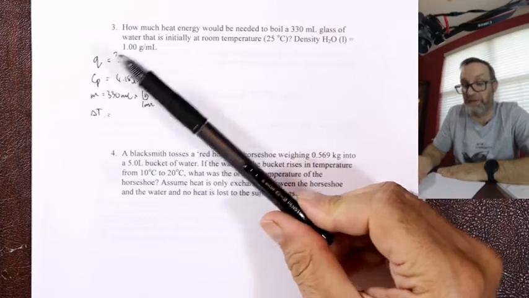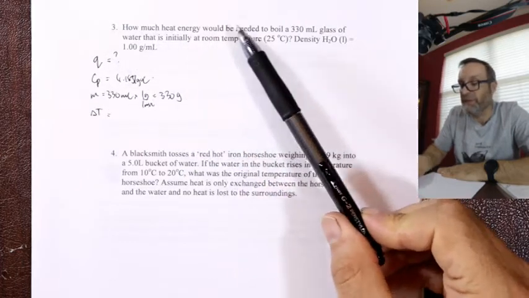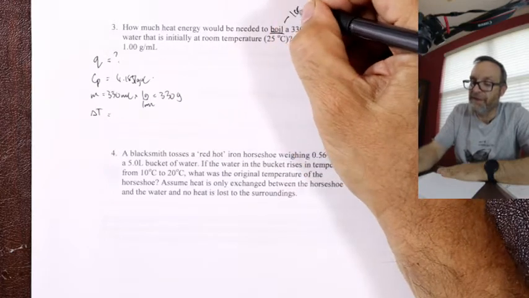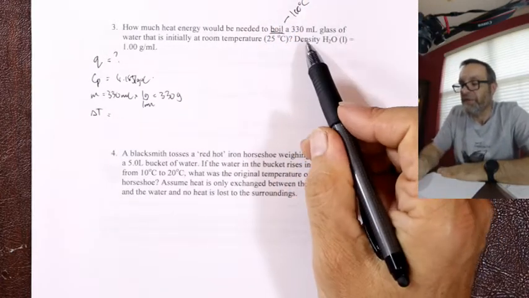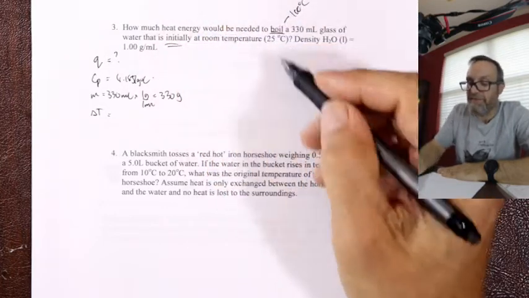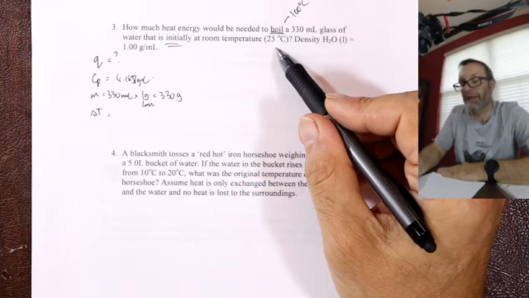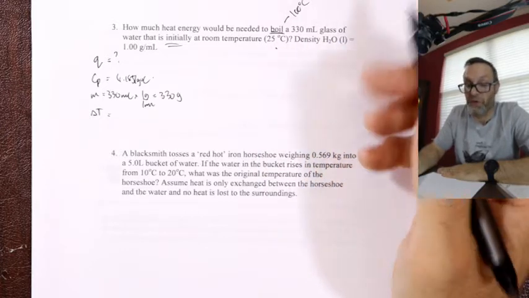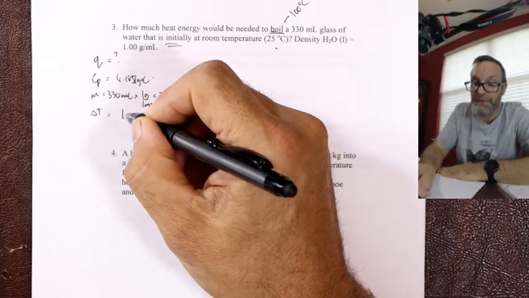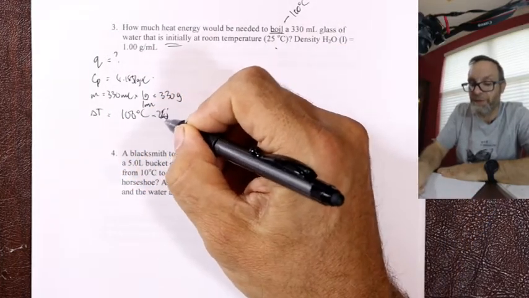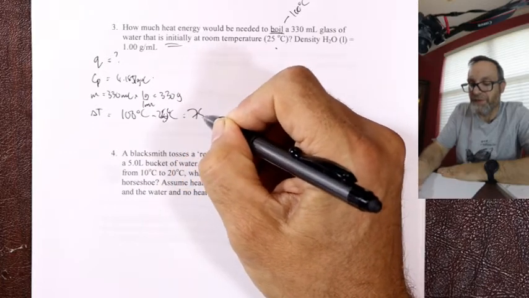Now, this is where the trick is. So how much heat energy would be needed to boil? Needed to boil. It boils at 100 degrees C. 330 milliliters, i.e. 330 grams of water that's initially at room temperature, 25 degrees C. A few of you put 25 degrees C in your equation, which is wrong. Temperature change is final, it boiled, minus initial, 25. 75 degrees C.